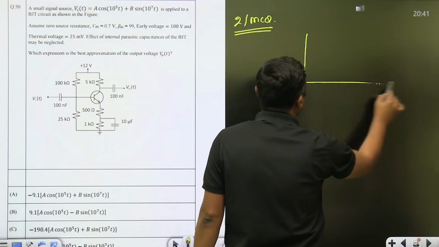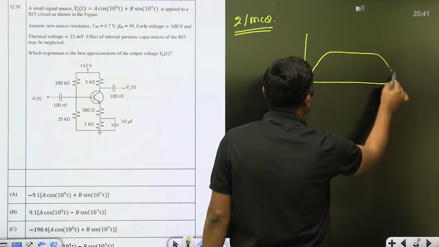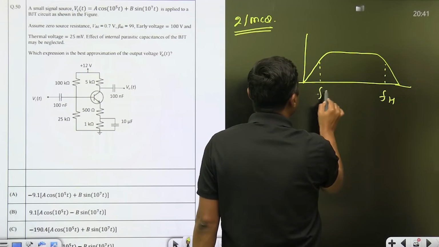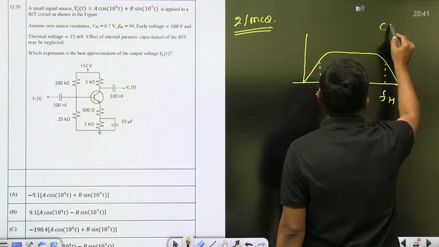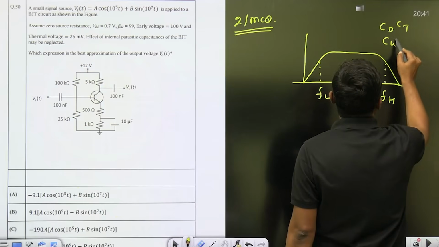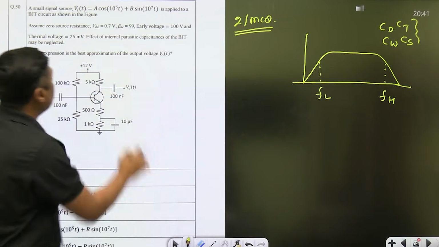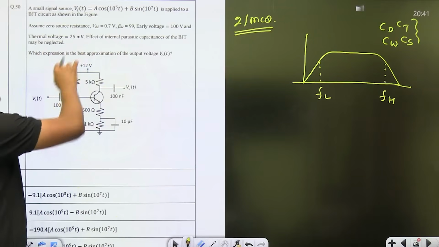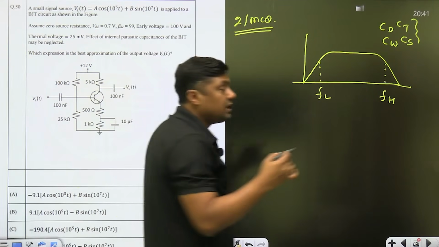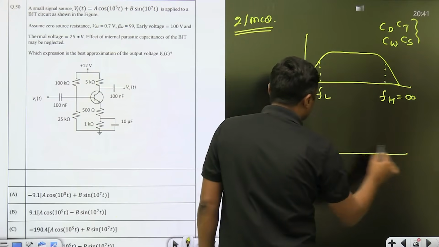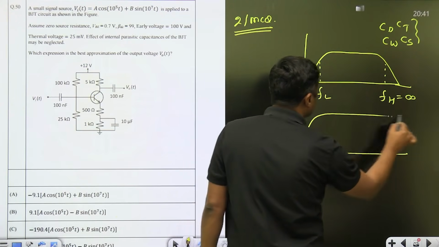This is the band pass filter like this. This is the higher cutoff frequency and this is the lower cutoff frequency. All the parasitic capacitances, diffusion, transition, wiring, stray, are negligible. When they are neglected, the higher cutoff frequency will become infinite. Right? This is the curve.